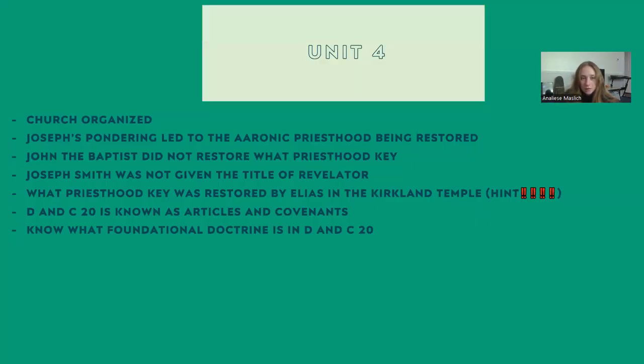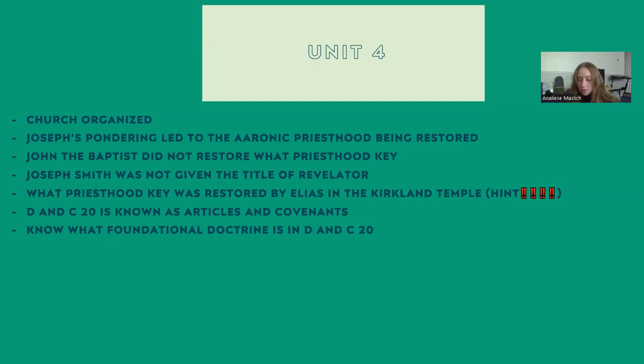Okay, next. Unit 4. Church organized. That's very broad, but basically you're just going to want to know that it was organized in Fayette, New York, and that happened on April 6, 1830. I think it gives you that date, so I don't think you need to know that date specifically, but you will need to know that it was organized in Fayette, New York.